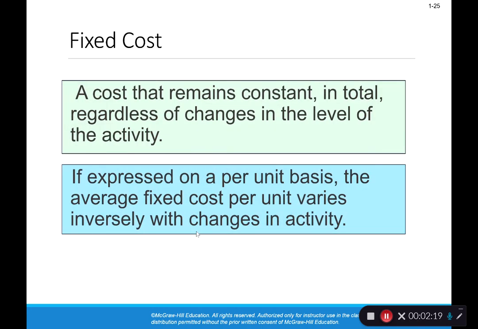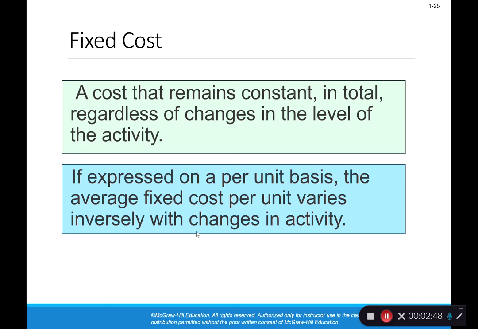A fixed cost is one that stays fixed or the same in total, regardless of changes in levels of activity. An example for this would be factory rent. Factory rent is going to stay the same each month no matter how many units we produce in the factory. But fixed cost expressed on a per unit basis is going to change, and it changes inversely with changes in activity. What does that mean?